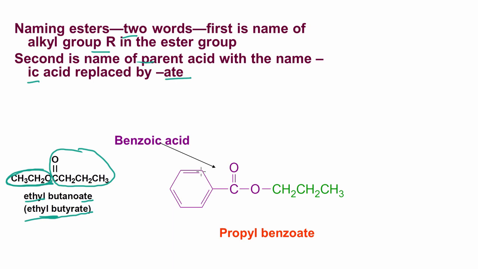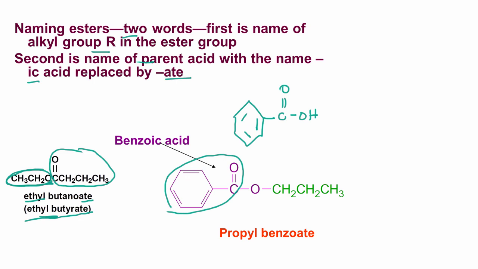Let's take a look at benzoic acid. Remember, benzoic acid, sorry, my drawings are not the greatest, looks like this, okay? So here we have this portion here from the benzoic acid, so that would become a benzoate, and then this portion here would come from the alcohol, and that's a 3-carbon, so that would be propyl benzoate.